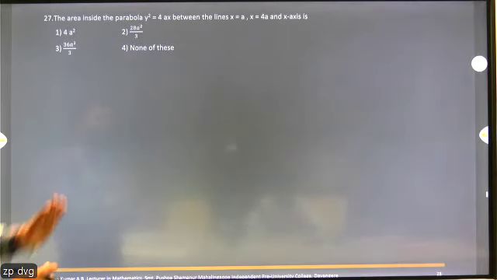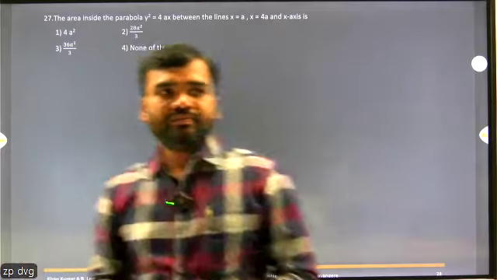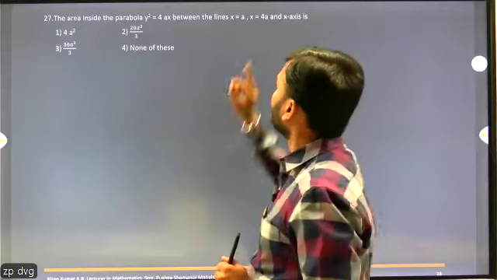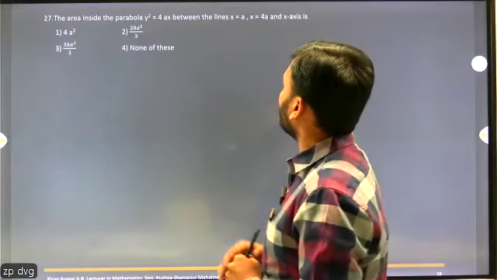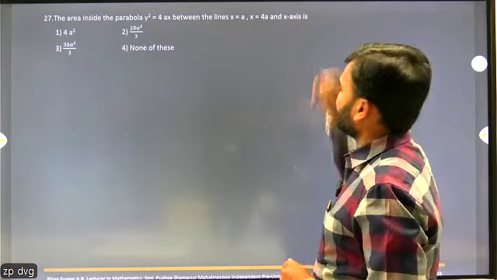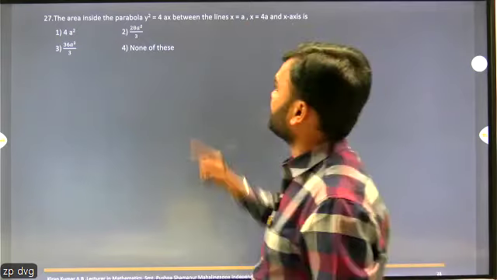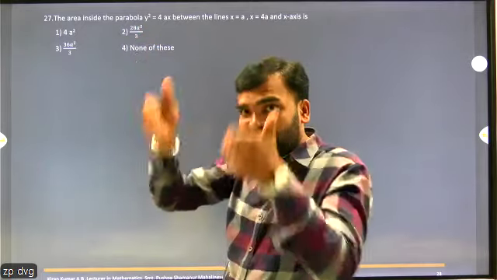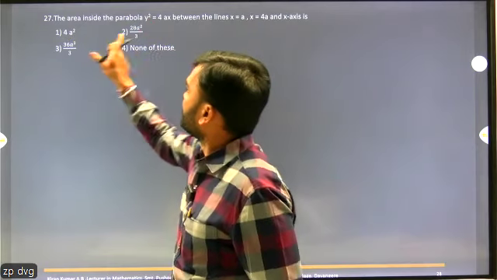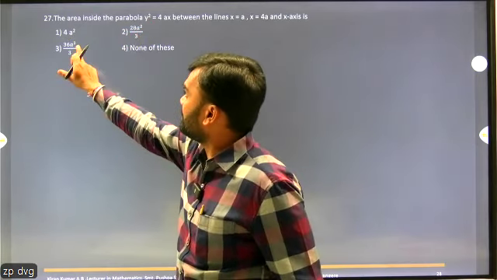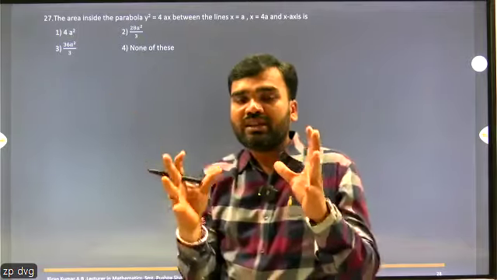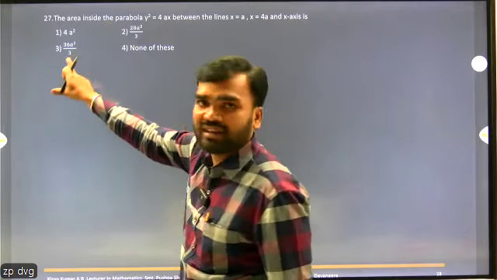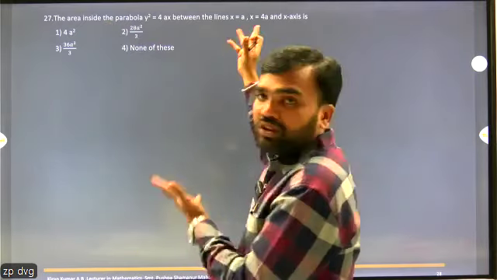See, sir, see this problem. The area inside the parabola y square is equal to 4x between the lines x is equal to a and x is equal to 4a and the x-axis. And the x-axis means the region above the x-axis only, not both. The options are 4a square, 28a square by 3, 26a square by 3. In the competitive exams we have to see the options also. In all the options a is there, and we don't know the value of a.